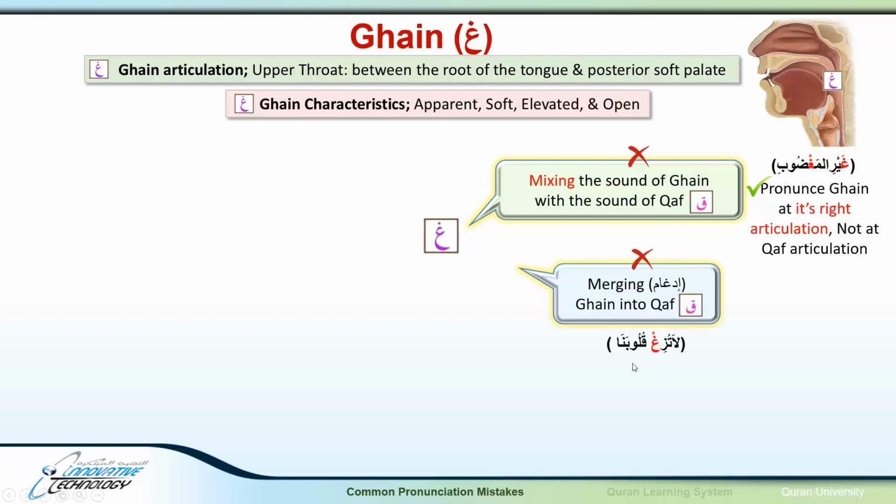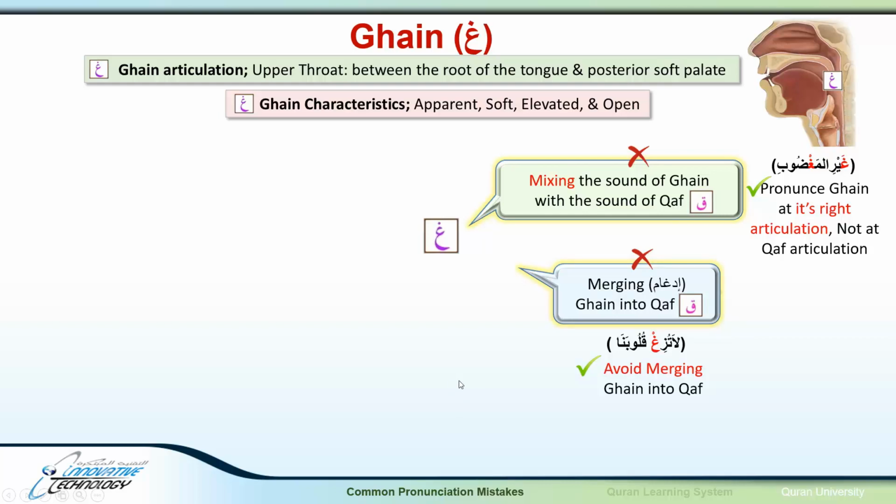The right way of pronouncing it is لا تزغ قلوبنا. لا تزغ قلوبنا. Clear, obvious ghain followed by a qaf, not merged together, not merging the two letters, the ghain and the qaf together. Each one pronounced independently and clearly.